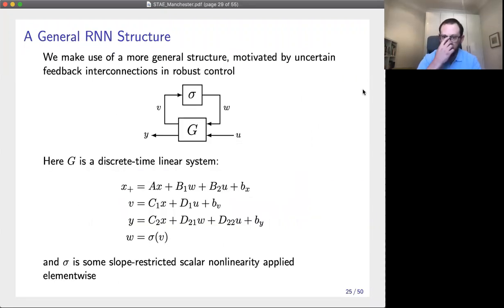In fact, we work with a generalized structure of recurrent neural networks, strongly motivated by the kinds of model structures that have been studied in robust control. So here we have this feedback interconnection of a linear time invariant discrete time model and a nonlinear component representing the activation functions. So here G is an LTI model parameterized by all of these matrices. In fact, we will use implicit versions of these. And then sigma here is some scalar slope restricted nonlinearity, which is applied element-wise to the vector V to produce the vector W, which is the disturbance input to G.